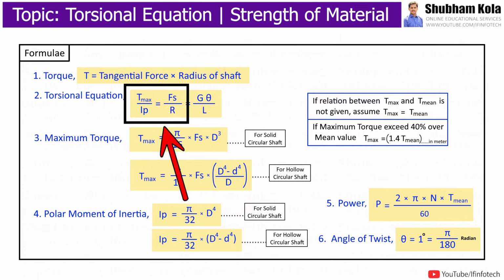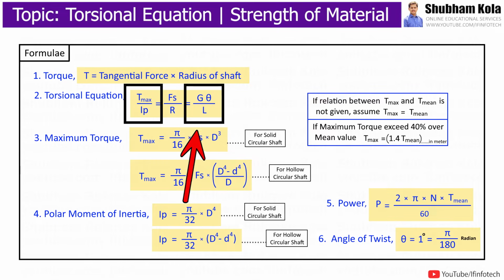Now let me give you two equations to solve the problems on torsion. The first is the torsional equation based on strength criteria, that is T upon IP is equal to Fs upon R, and the torsional equation based on rigidity criteria, that is T upon IP is equal to G theta upon L.